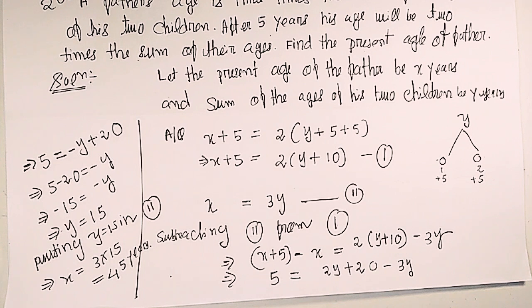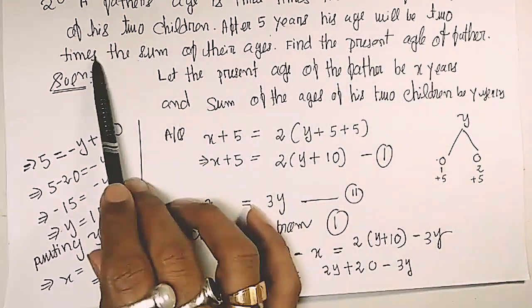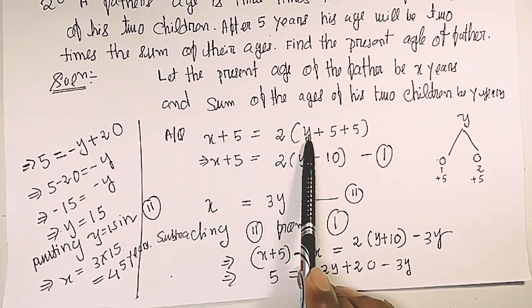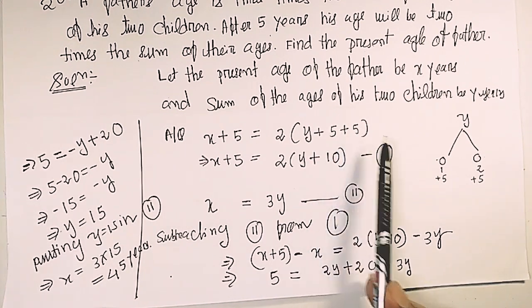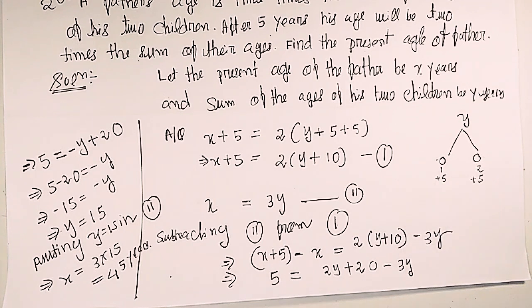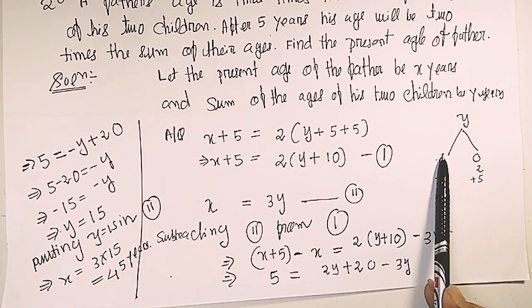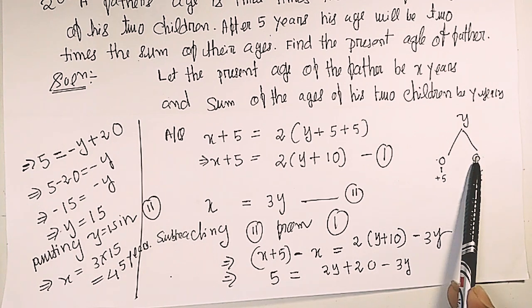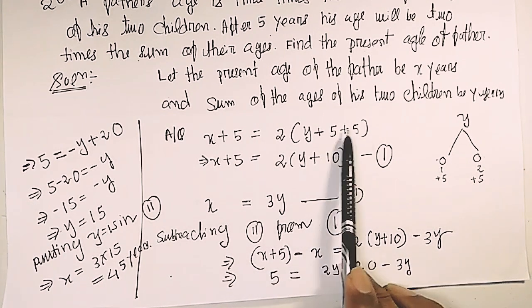So this question is very important. What is the main concept? x plus 5, that means after 5 years his age will be 2 times the sum of their ages. So x plus 5 equals 2 bracket y plus 5 plus 5. Why should we take 5 twice? Because there are 2 persons. Since after 5 years, 5 should be added for both persons. That means 5 will be added to son 1 and 5 will also be added to the age of son 2. There are 2 persons, so there should be 2 fives.